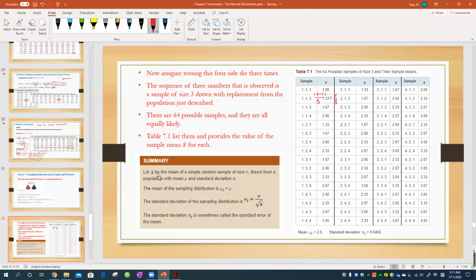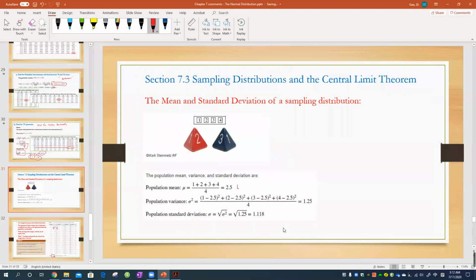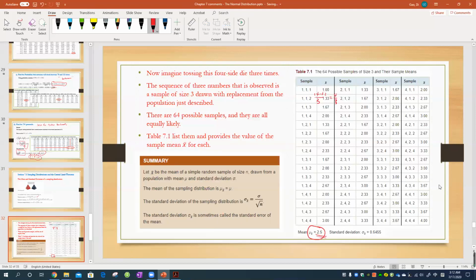So let x bar be the mean of a simple random sample of size n, drawn from a population with mean mu and standard deviation sigma. The mean of the sampling distribution will be just the original population mean. So mu x bar equals mu. So now let's check. Mu x bar equals 2.5. That is from adding all the x bar values together divided by 64. So we got 2.5. Is that the population mean? Yes. That is the same as the population mean.